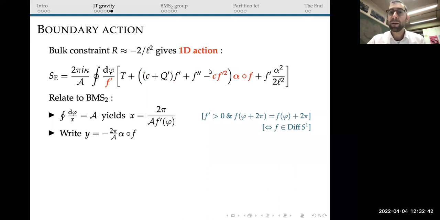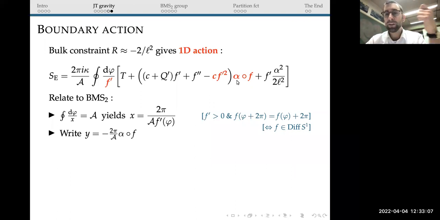There's an f prime. There's this term here, which I want to spend some time on, because just look at what this term is. This is minus 1 over f prime times f prime squared times alpha composed with f. So what this really is, is the integral over phi of alpha. In other words, this whole thing integrated over phi is just the zero mode of alpha, the constant Fourier mode, the zeroth Fourier mode of alpha.